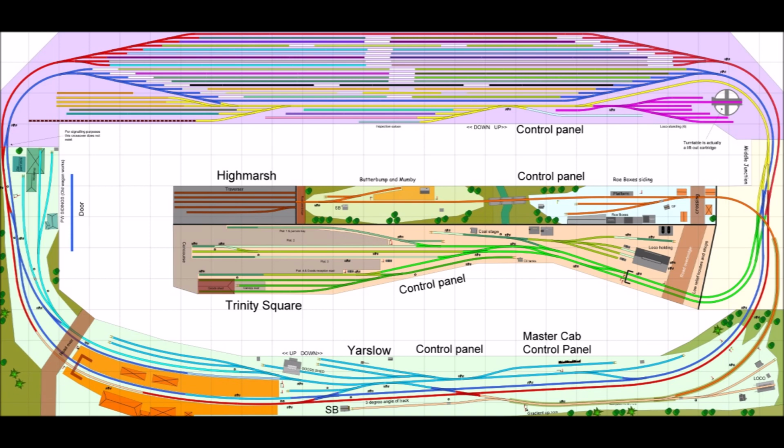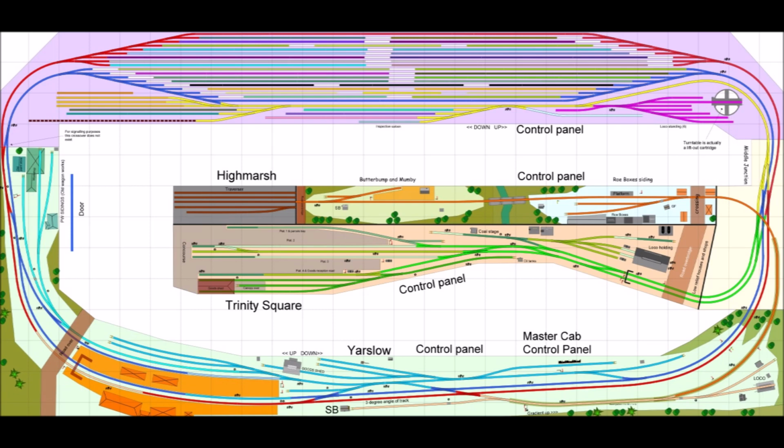It will be possible, if I happen to be sitting at, say, the branch, to run a train from the city terminus on the green section through the yellow section out onto the blue, into Yarslow, across the main line taking control of red, onto the brown, all the way around the branch onto the orange, and finally into High Marsh. So I can have control of every section of the layout from one controller, and that's done with the master cab control panel.